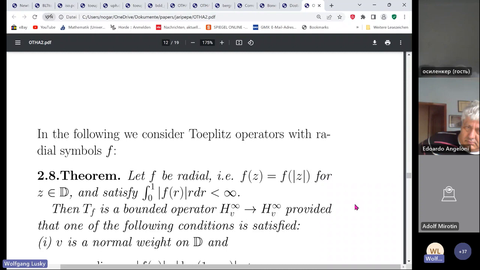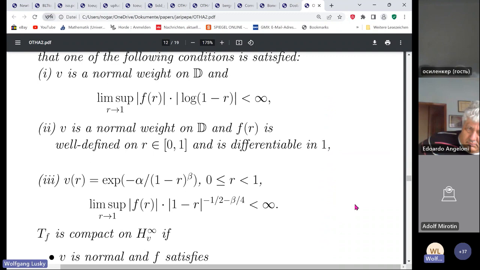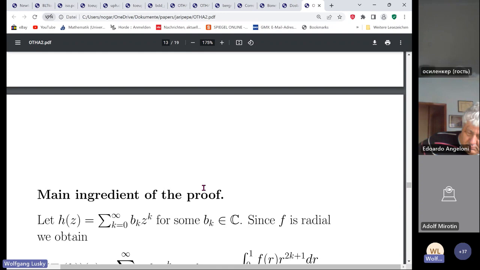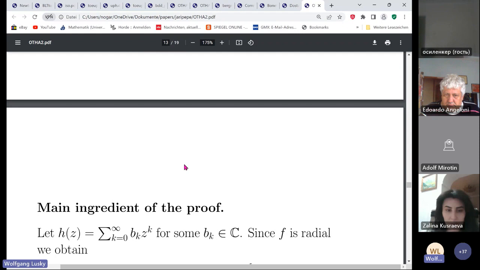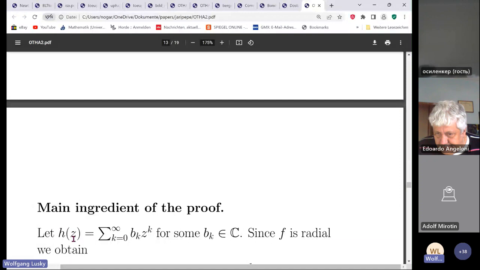I do not want to go into the proof here, but I want to give at least the main idea for the proof, and this is the following. Namely, I have the defining integral for the Toeplitz operators, and in view of this given integral condition for f, this makes sense. It becomes a holomorphic function, and now we have to apply the Toeplitz operator on such a function, say with this Taylor series here, which is bounded with respect to the weighted supernorm.